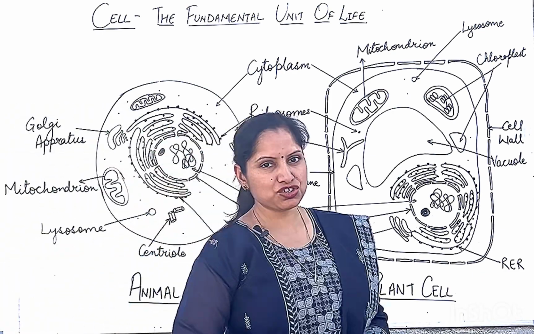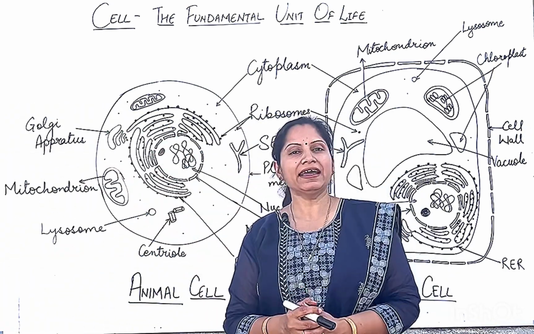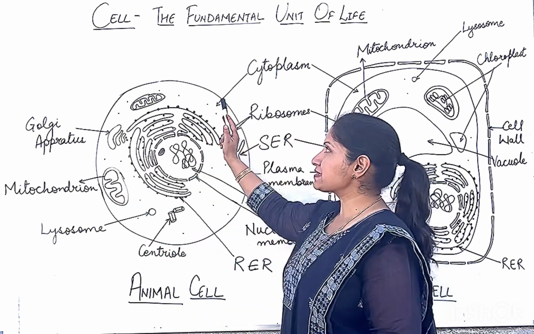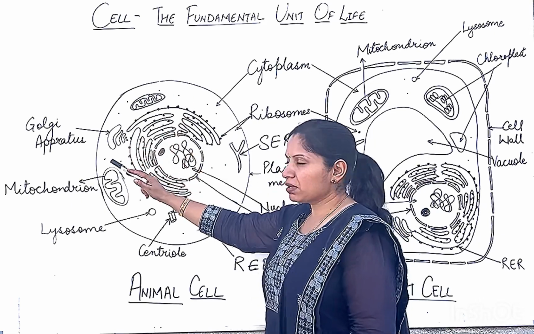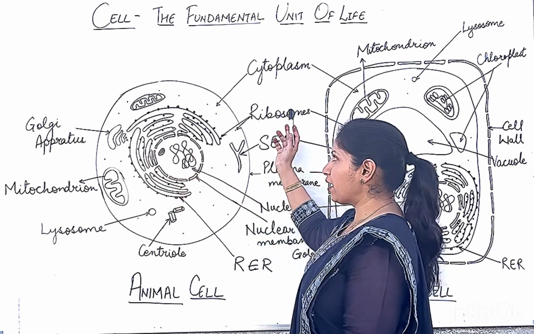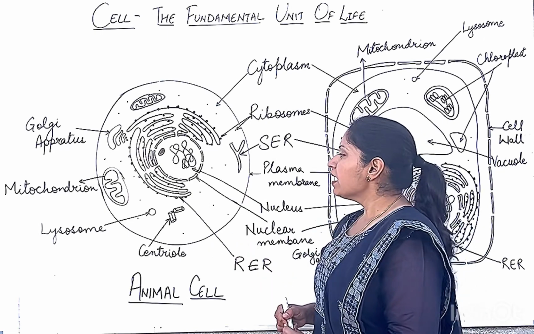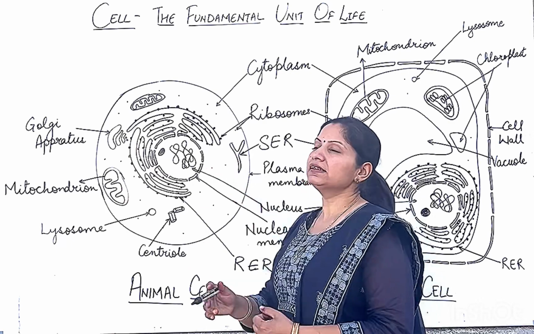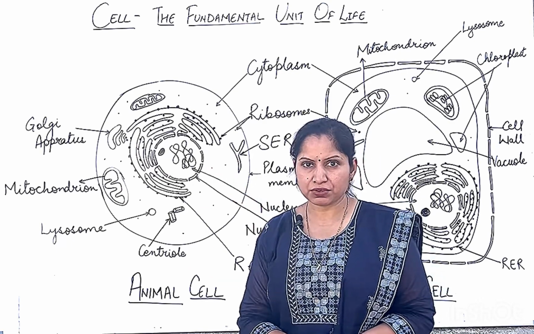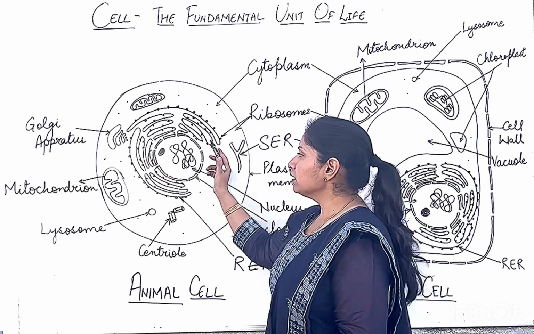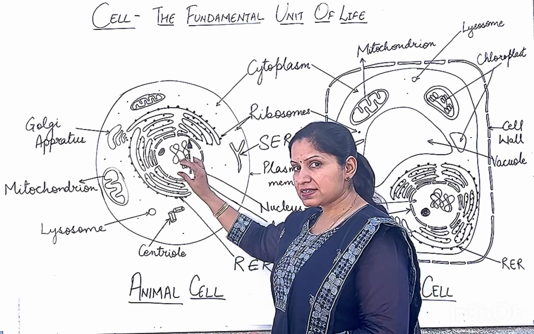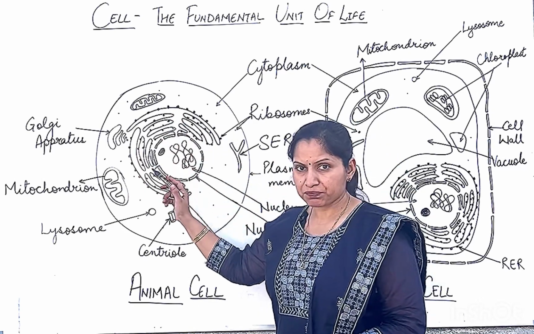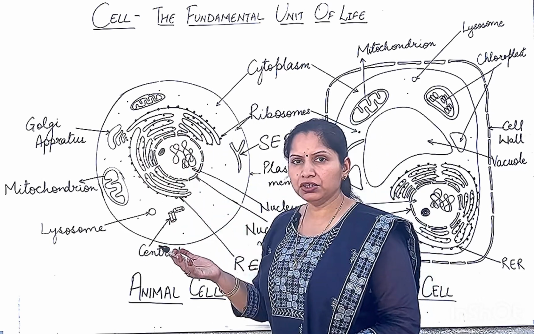I hope you have taken a screenshot. So let's start our revision with the animal cell. In an animal cell, the outermost layer is the plasma membrane. The plasma membrane, I told you, it's semi-permeable. It will allow the things to pass through the cell. Apart from the plasma membrane, whatever contents are there inside the cell, that is known as protoplasm. Protoplasm includes the nucleus that is present in the cell and the liquid part of the cell, that is the cytoplasm. So protoplasm includes cytoplasm and nucleus.